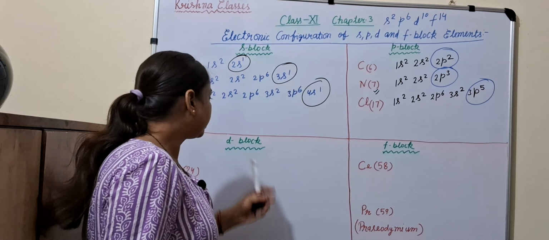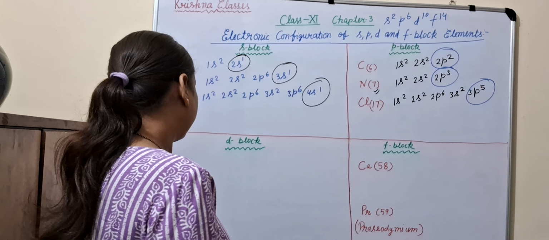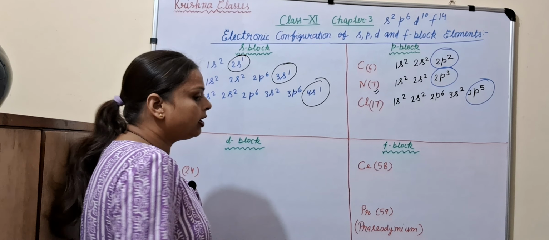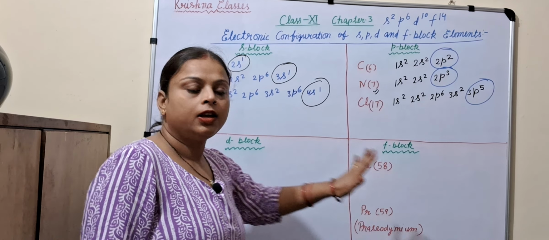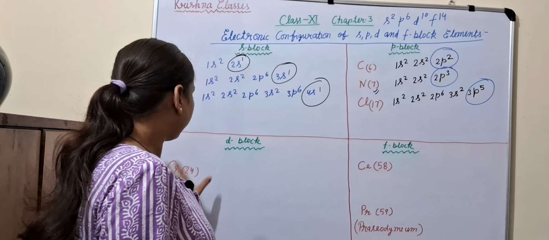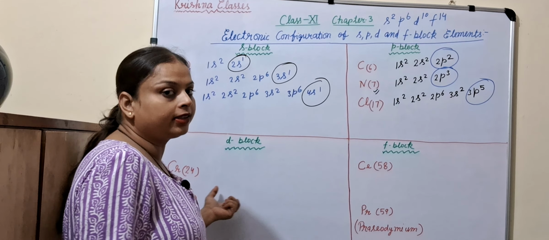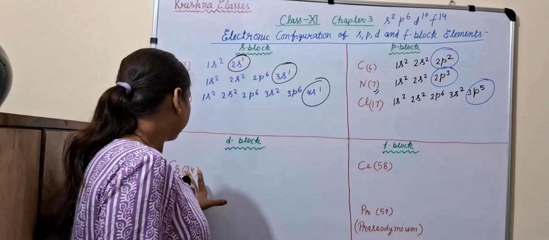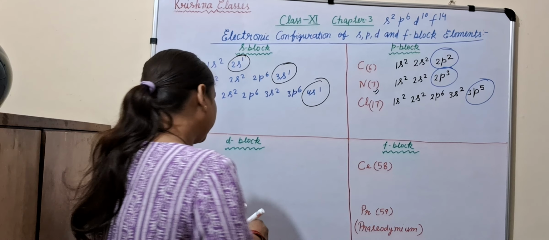Now come to the next, D block elements. Let's start here. Electronic configuration of chromium, copper and zinc. I described chromium and copper electronic configuration in great detail. They are exceptional cases. We will see here again the chromium and copper electronic configuration.